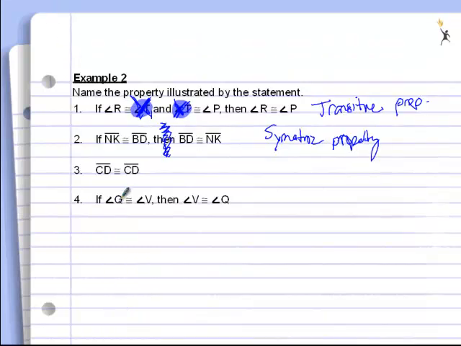The next thing, CD is congruent to CD. I can say anything in the world is congruent to itself. That's called the reflexive property. Something is just being compared to itself. Then I'm told that angle Q is congruent to angle V, and angle V is congruent to angle Q. Again, very, very similar to what was just said, except it's been flipped around. Almost like it's a mirror image. That is the symmetric property.